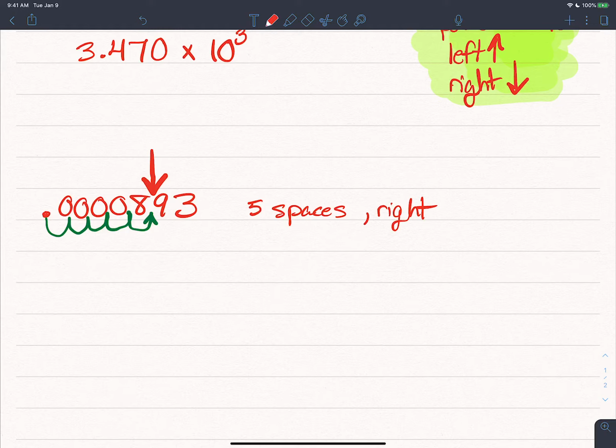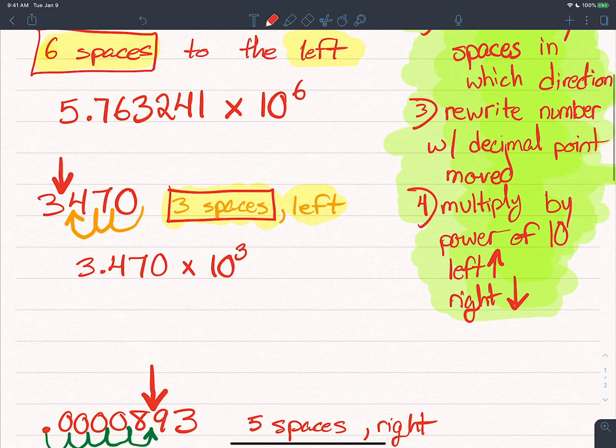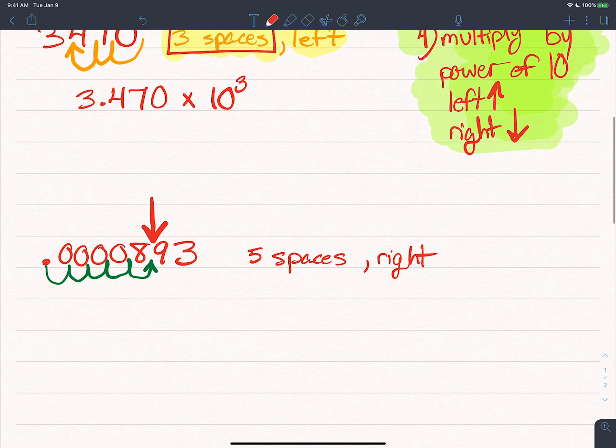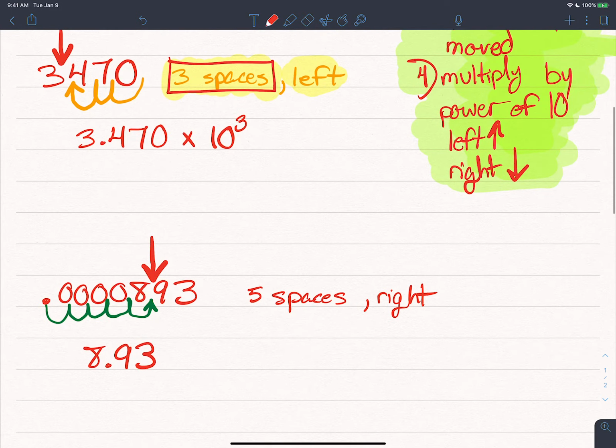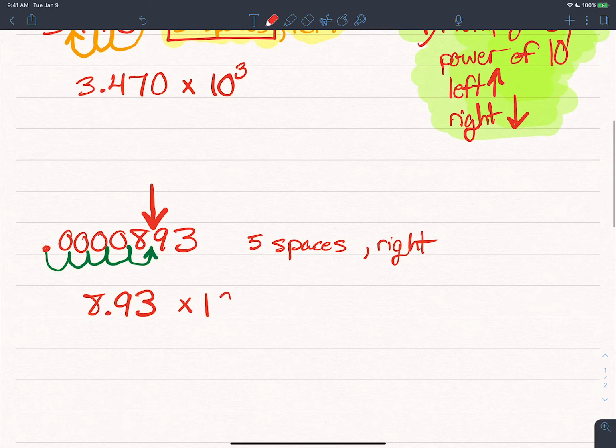Now, when we do this 5 spaces to the right, we need to do step 3, and you can see that this time we're going to be counting down. So we're rewriting the number with the decimal point moved. With it moved, we get 8.93. And then we need to multiply by the power of 10, times 10. And then how did we count it? 5 spaces to the right. So we go -1, because we're starting at 0, -2, -3, -4, -5. 10 to the negative 5th power. Right? So 5 spaces to the right, and this is in scientific notation.